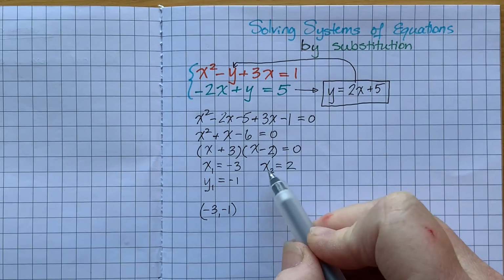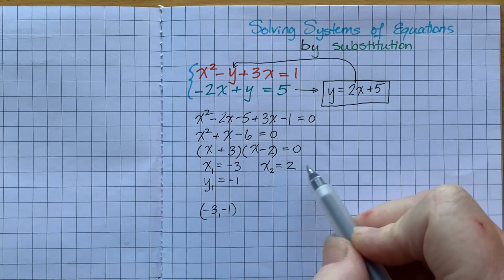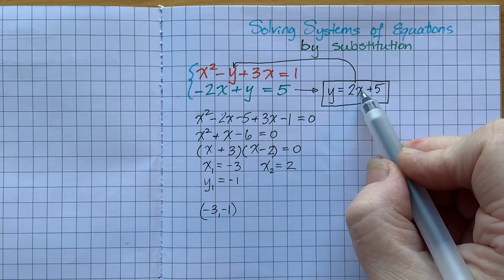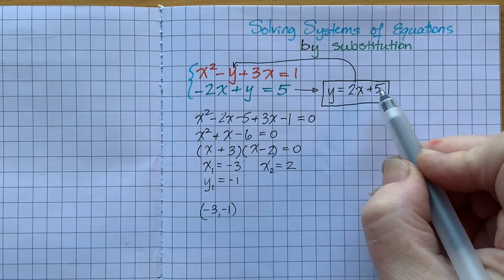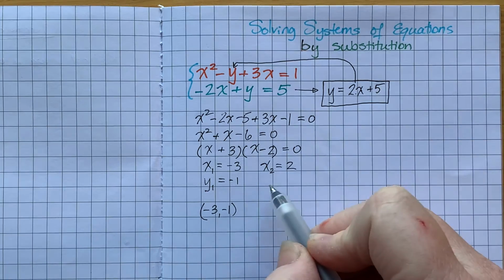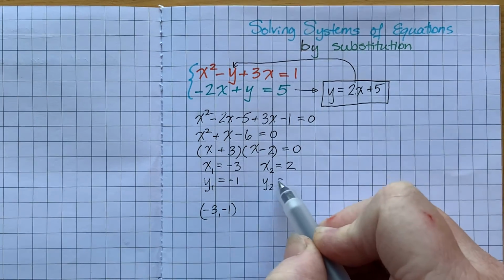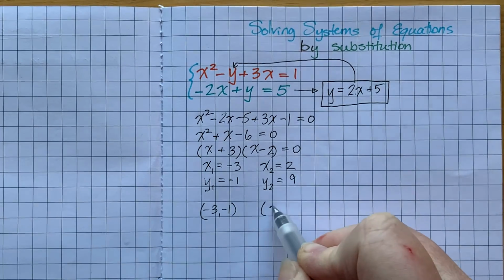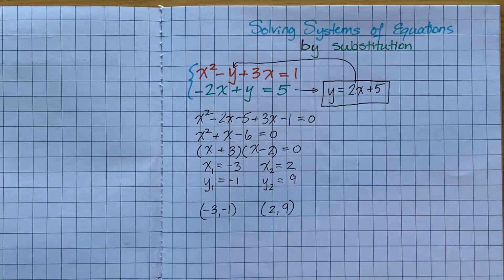Your second solution was x equals 2. So now I have to go with this 2 and plug it into this equation. 2 times 2, that's 4. 4 plus 5, that's 9. So my y2 is 9, right? So this point over here is 2 comma 9. Graph it, make sure that it works out.